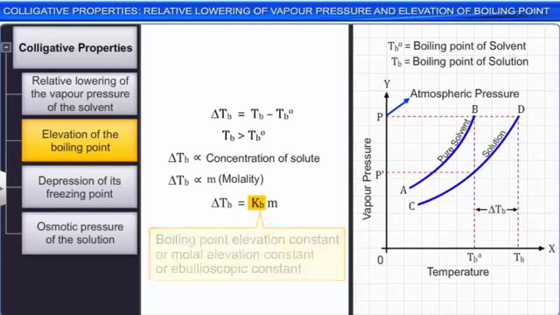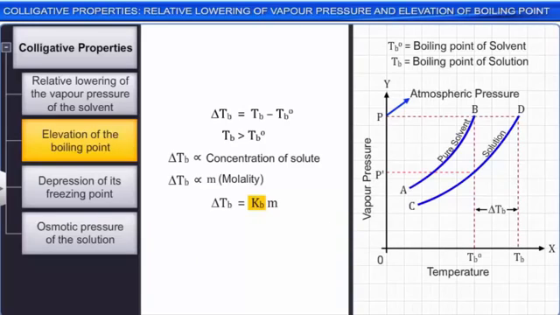Molal elevation constant is defined as the elevation in the boiling point when 1 mole of a solute is dissolved in 1 kilogram of a solvent. Thus, the unit for molal elevation is Kelvin kg per mole.